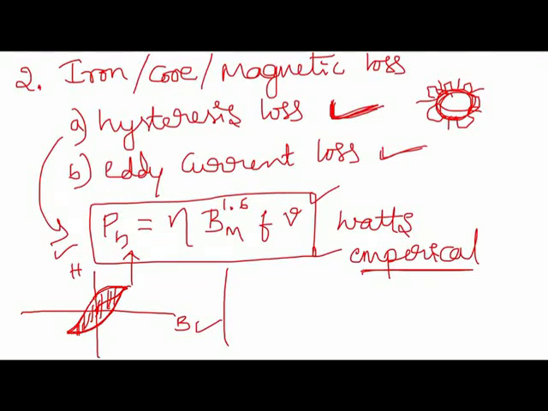Next we have the eddy current loss. Eddy current losses are again due to the magnetic flux. Since the flux is alternating in nature, the alternating flux cuts the core. Since the core is also made of conducting material, an EMF will be induced in the core, and then there will be currents circulating in nature. These circulating currents are called eddy currents, and there will be power loss due to them, dissipated as heat in the core of the DC motor.